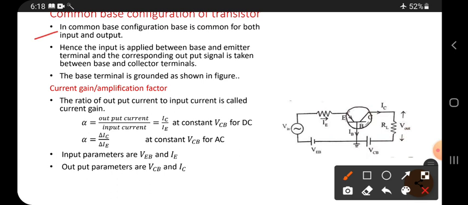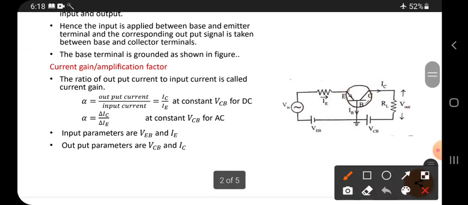Hence, input is applied between the base and emitter terminals, and the corresponding output signal is taken between base and collector. So this is the input section and this is the output section. The base terminal is grounded, always.